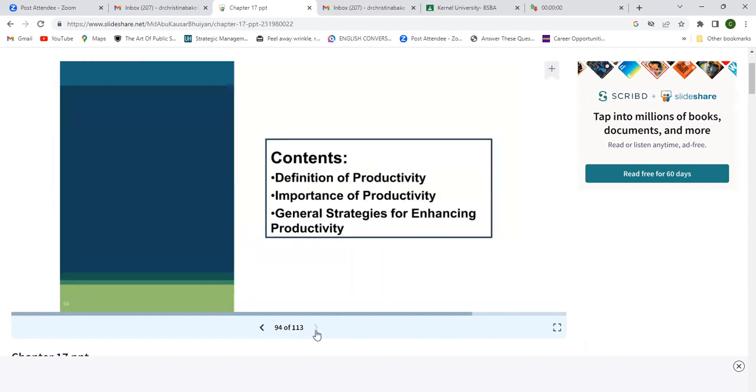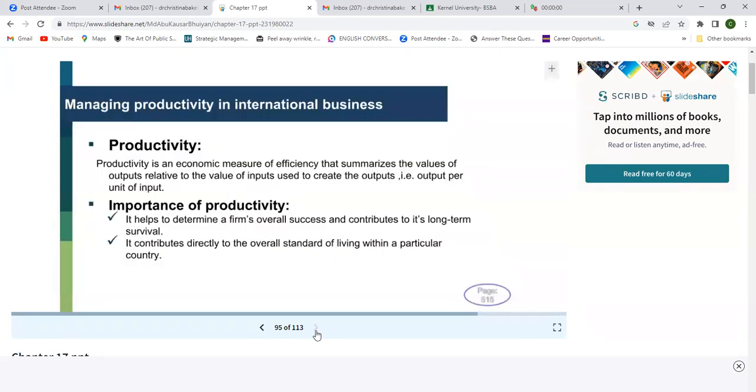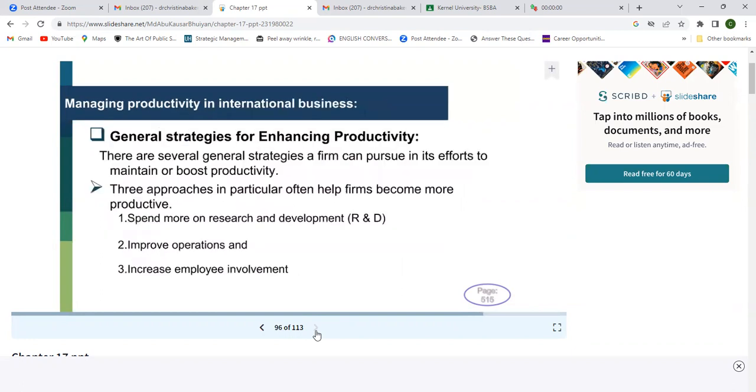Definition of productivity, importance of productivity, and general strategies for enhancing productivity. Productivity is the economic measure of efficiency and summarizes the value of outputs relative to the value of inputs used to create outputs, output per unit input. Importance of productivity: it helps determine the firm's overall success and contributes to long-term survival. It contributes directly to the overall standard of living in a particular country.